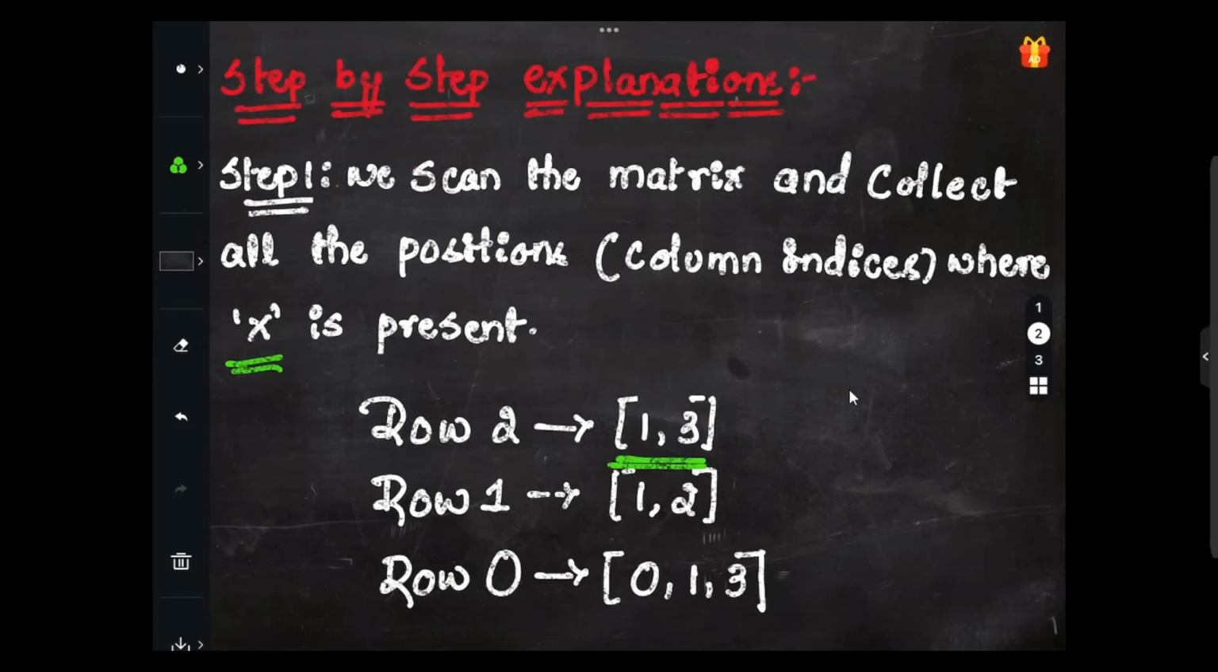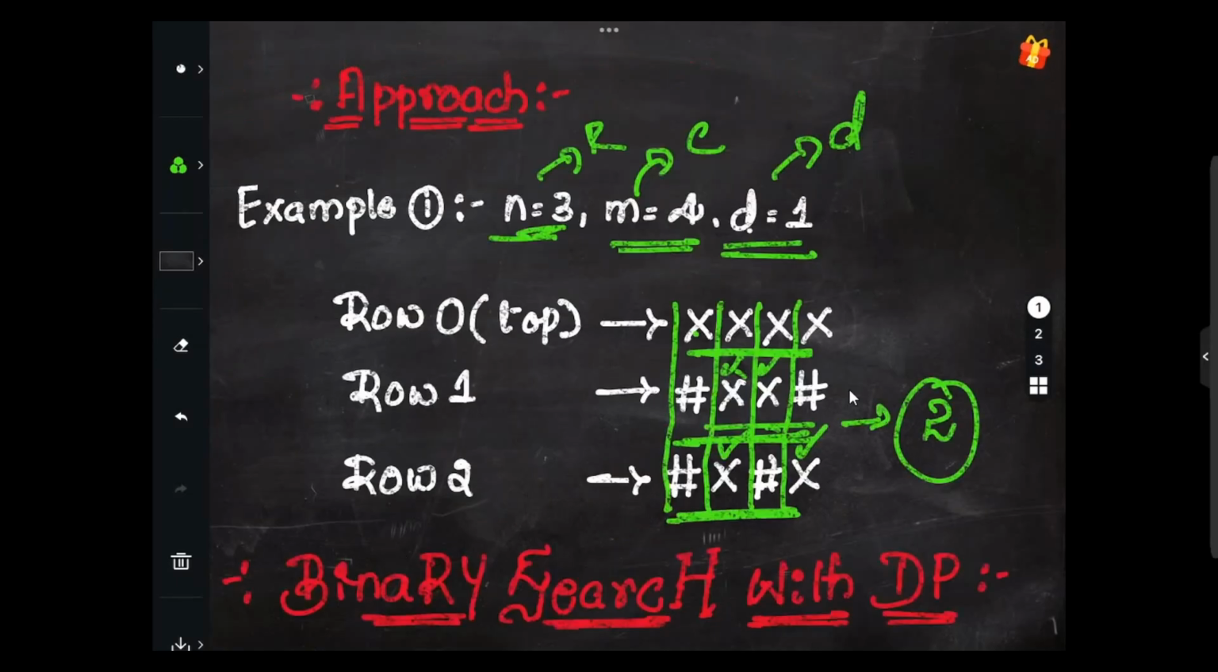Just give me a second here. What happened to this one? Yeah. So row 2, 1, 3. Row 2, 1, 3. Just give me a second here. What happened?